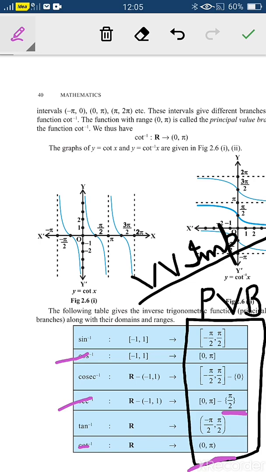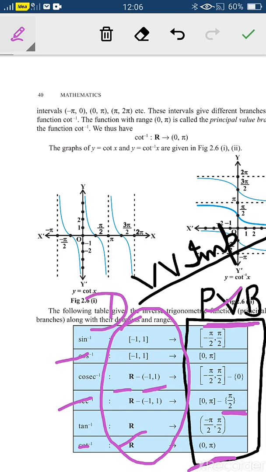This is all we have done in video 1, and I told you this principal value branch is very important to learn. Once you know this principal value branch, 90% of your chapter is done. These are the domains. Domains are the numerical values from -1 to 1, all real numbers except -1 and 1. So these are the domains of inverse functions, which were the ranges of trigonometric functions, and here the ranges are angles, right? You have to keep this in mind.